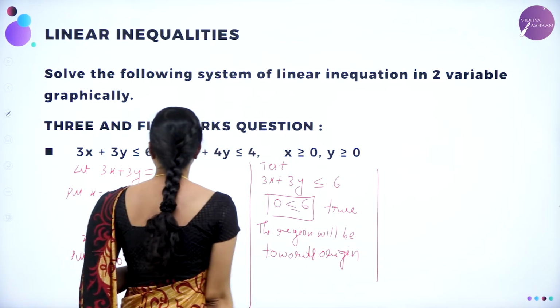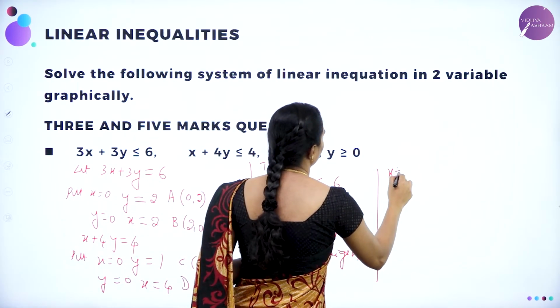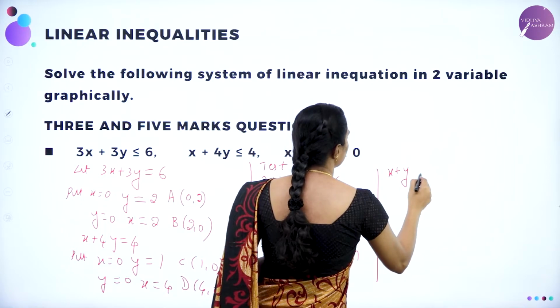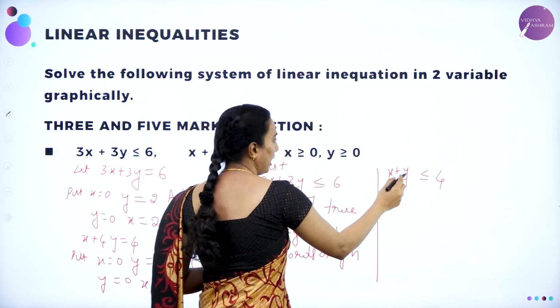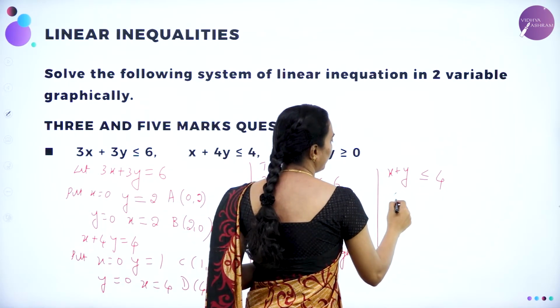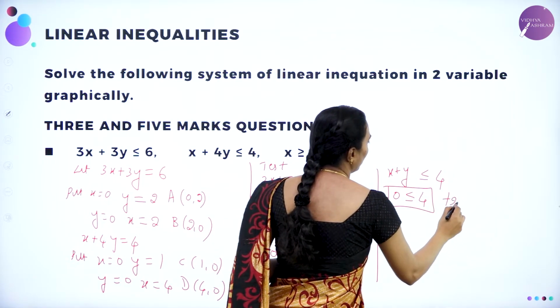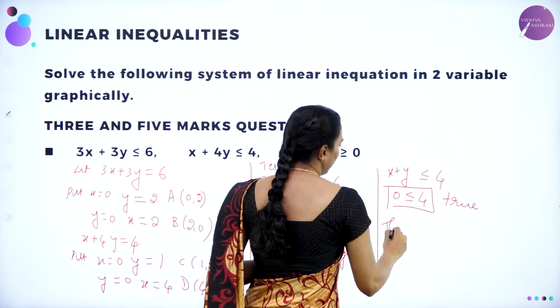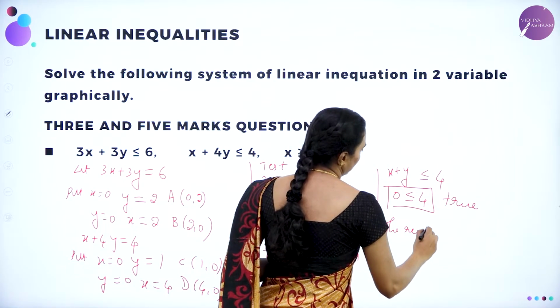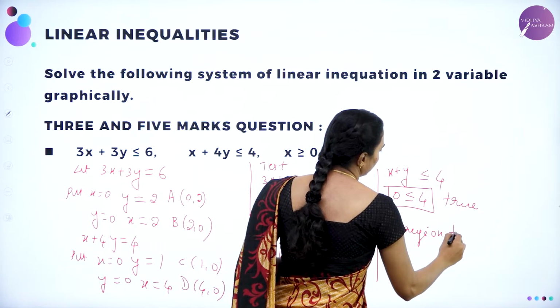Let us take the second equation, that is x plus 4y is lesser than or equal to 4. Now, let me put 0 is lesser than or equal to 4. Obviously, lesser than 4 is true. Therefore, the region will be towards the origin. Both also towards the origin.